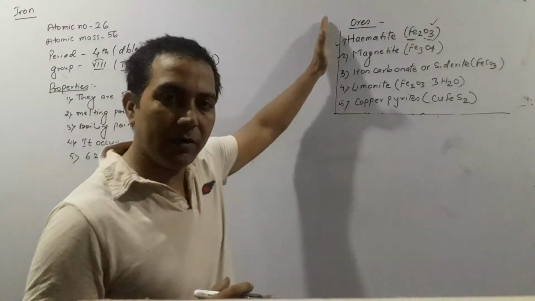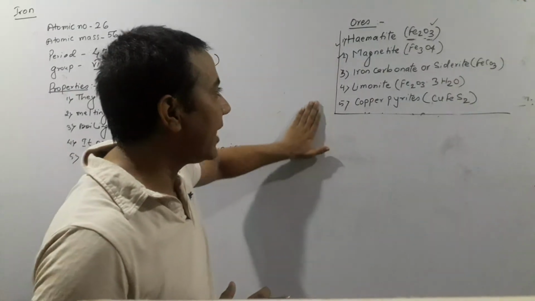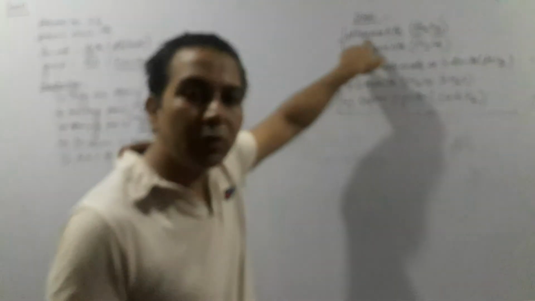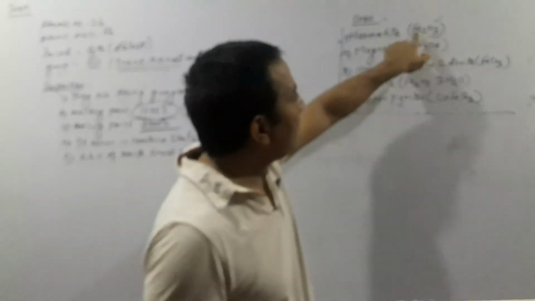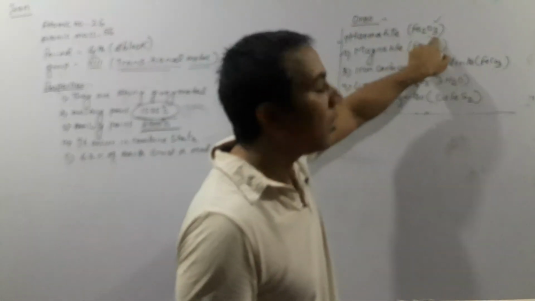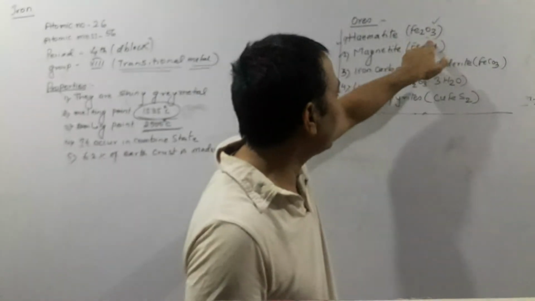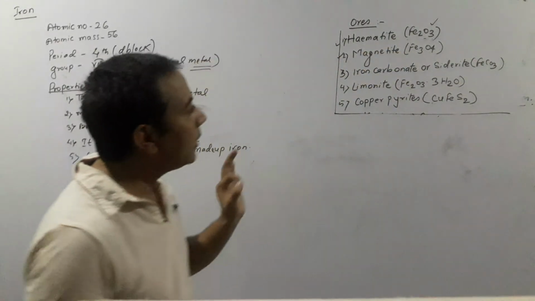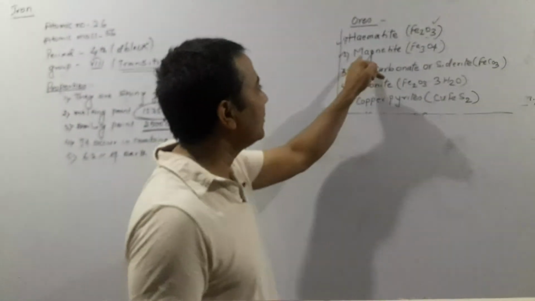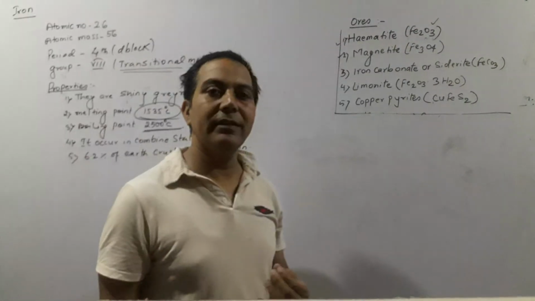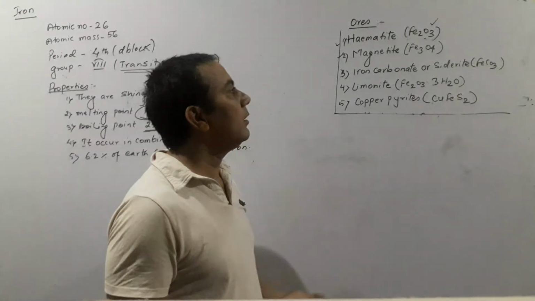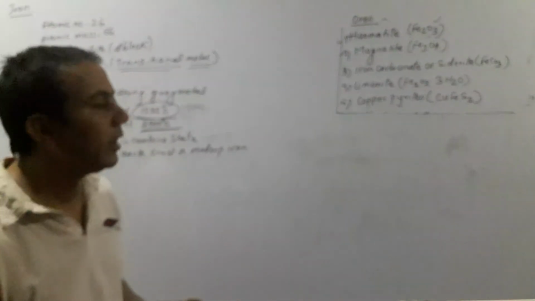For example, let us take the example of ores of iron. Hematite is the ore of iron from which iron is extracted in industry. It remains combined with what? Oxygen. Fe2O3 is hematite. Likewise, magnetite is another ore of iron, which is also present in combination with oxygen.